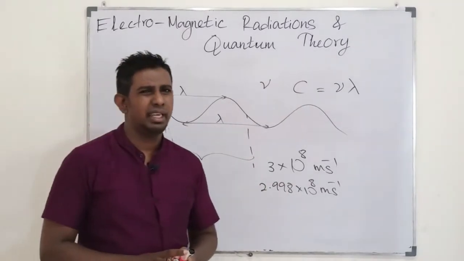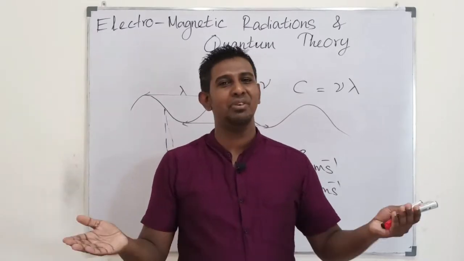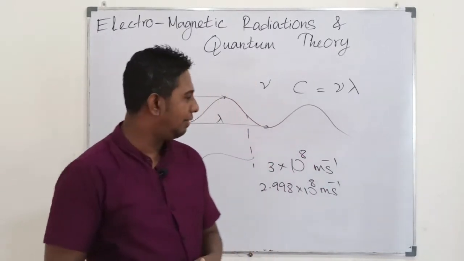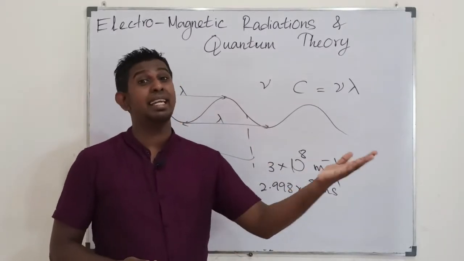So students, how do you see this point? If you have seen this value somewhere else as well, where is that? 3 into 10 to the power 8 is the speed of light.